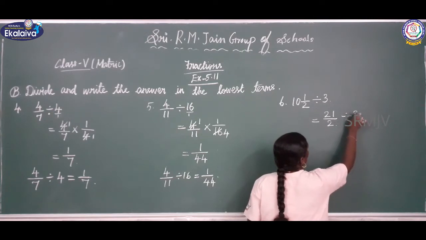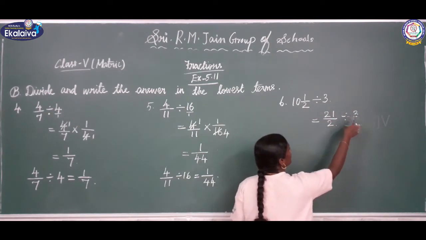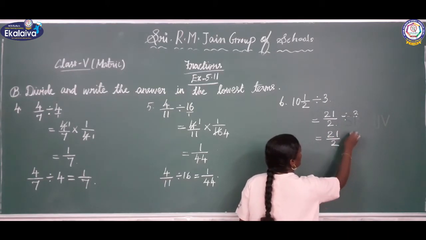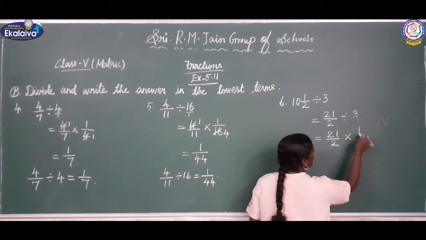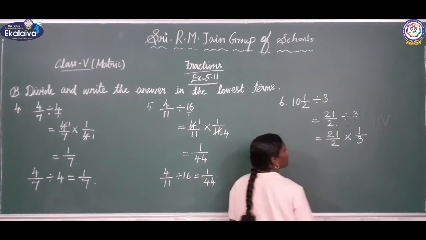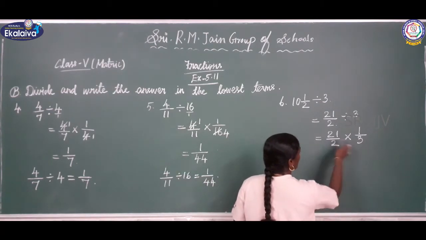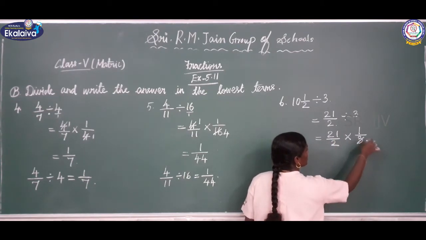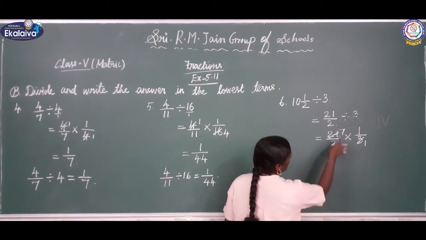21 by 2 divided by 3. To divide the fraction 21 by 2 by 3, we have to multiply the fraction by the reciprocal of 3. The reciprocal of 3 is 1 by 3. Now we have to reduce the numbers. Here we can reduce 3 and 21 in 3 table, isn't it? So in 3 table 1 time, in 3 table 7 times. Here in numerator 7 is there, in denominator 2.